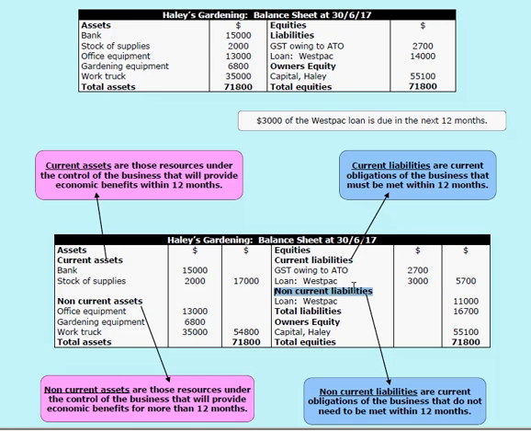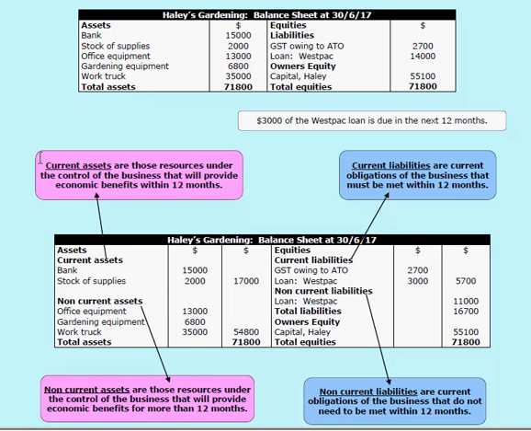Non-current liabilities is another heading, and these are obligations of the business that do not have to be met within the next 12 months. And the best example is a long-term loan. In this case, there's $11,000 owing to Westpac, which does not have to be met within the next 12 months. It is a long-term or non-current liability. So the balance sheet can now be presented as a classified balance sheet, where the assets are classified as either current assets or non-current assets, and the liabilities are classified as either current liabilities or non-current liabilities.